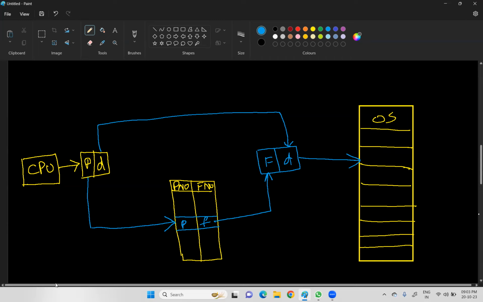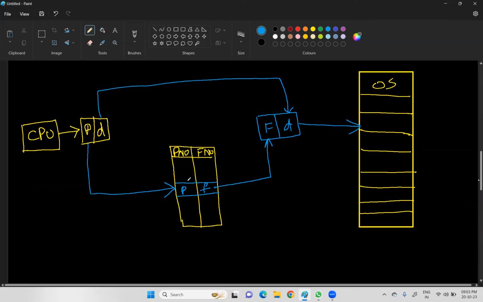Here it is. So this is the page table, and this is the main memory. Understand? In this way, the pages are allocated and you get the particular value.